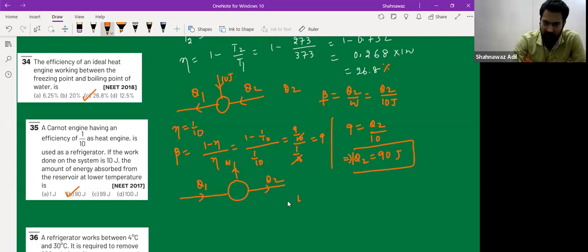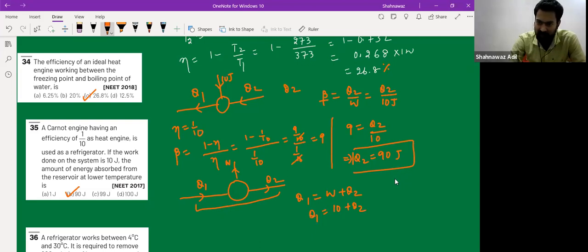So Q1 was how much? Q1 was W plus Q2, right? W is 10 joule, and Q2, right? We are looking at this heat engine first. So Q2 we can calculate from this heat engine, right?